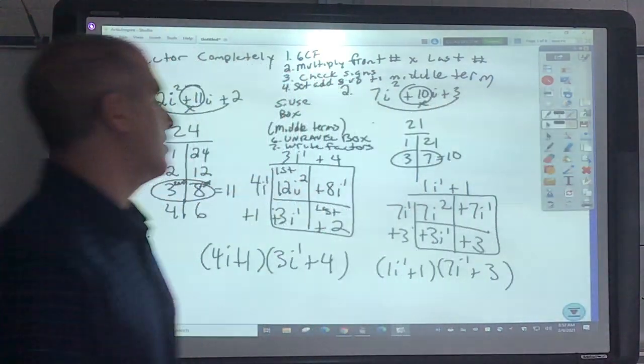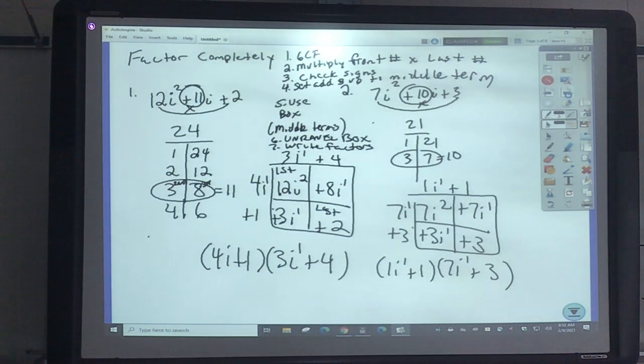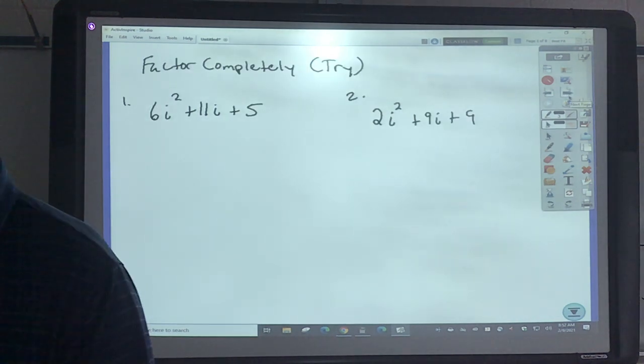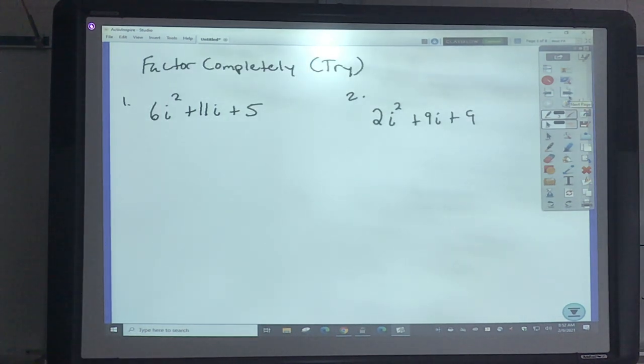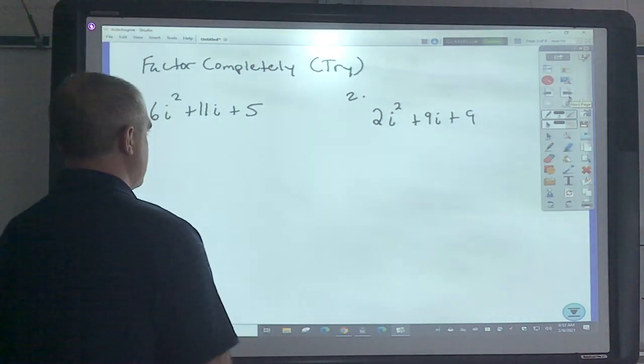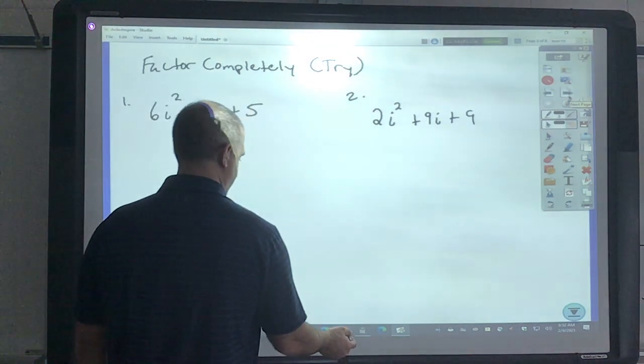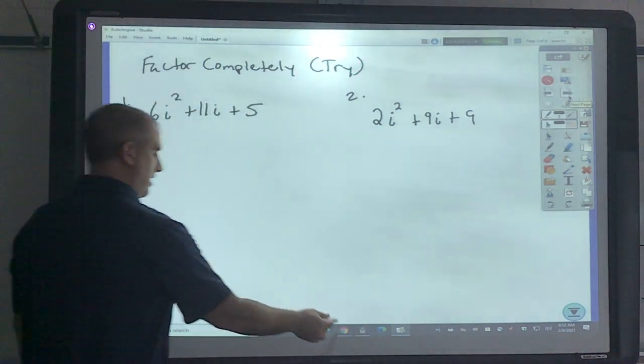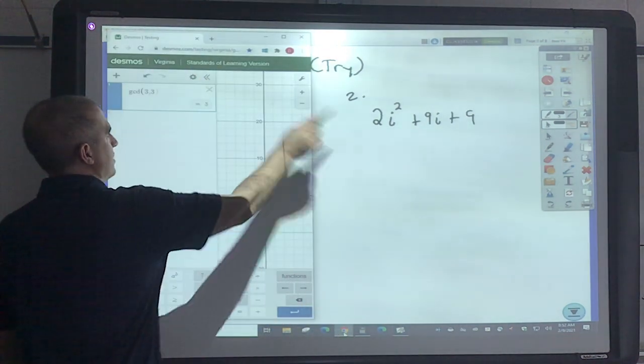Okay, so go ahead and go into the formative, and go ahead and work on these two. I'll check GCF here. Let's do that one first.